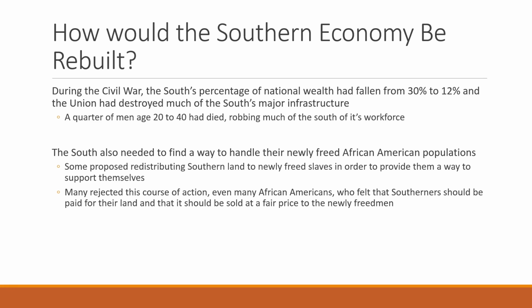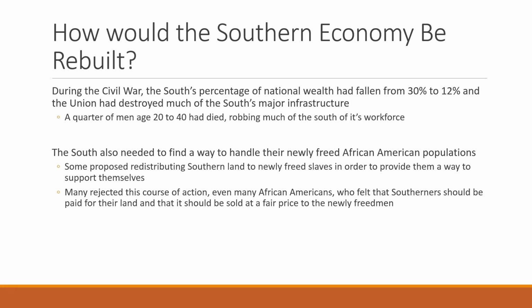The South also needed to find a way to handle their newly freed slaves, African-American populations, because you have a huge influx of individuals now who really have no place within society, because you've got a social structure that is still extremely racist, that really isn't welcoming of these newly freed slaves. And they're still living in the South, which is very detrimental to them being able to have any sort of success. Some proposed redistributing Southern land to newly freed slaves in order to provide them a way to support themselves.